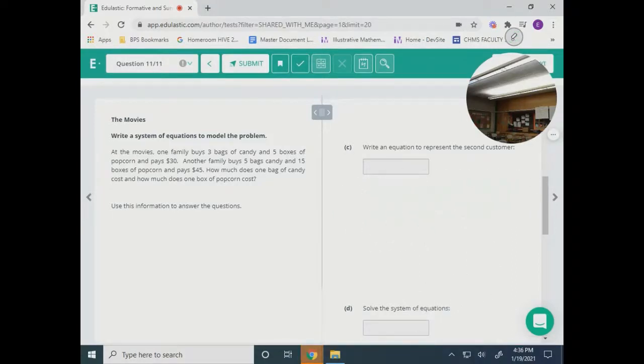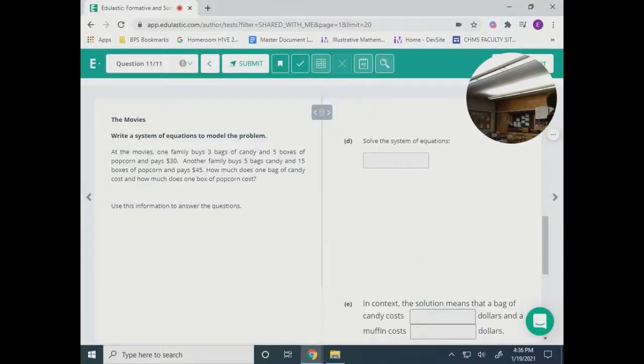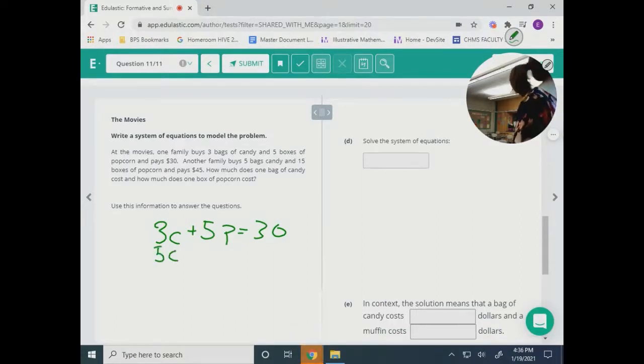Now we need to solve the system of equations. I'm going to write this over here, scroll down a little bit, and use the space down here and over here to solve. We have the equation 3C plus 5P is equal to 30, and 5C plus 15P is equal to 45. If I multiply, I can cancel out my p's here.